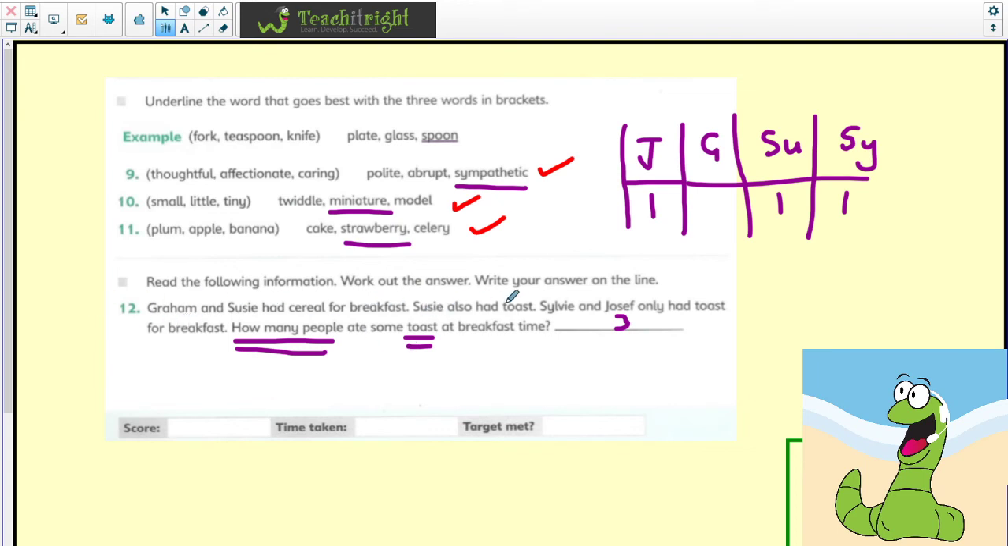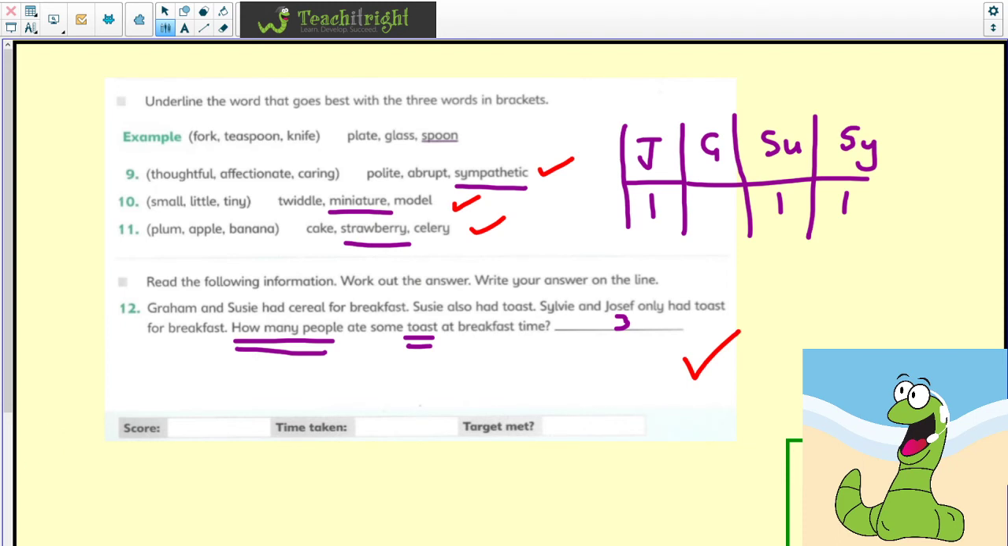Graham and Susie had cereal for breakfast. Susie also had toast. Sylvie and Joseph only had toast for breakfast. How many people ate some toast at breakfast time? So I've done a little table here. As you can see, I've put the initials, but because I had 2 S's, Susie and Sylvie, I've ended up putting SU for Susie and then Sylvie SY just to make it easier. And I put a little line underneath when it mentions they have toast. So Susie has toast. And then Sylvie and Joseph also has toast. So I've just put in 1, 1 and 1 and it totals 3. So well done if you got that one correct.